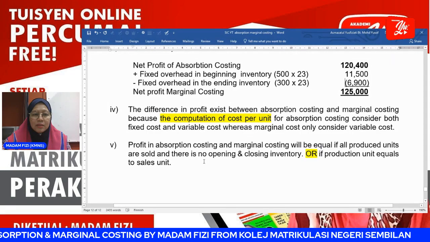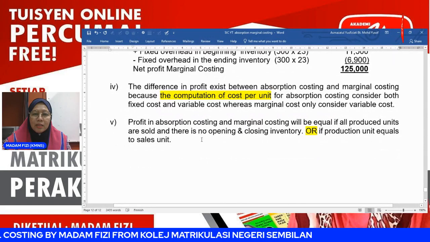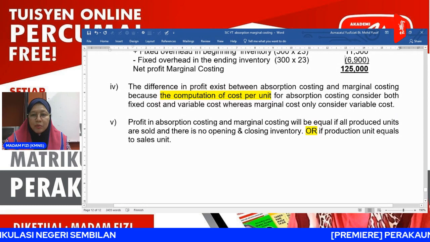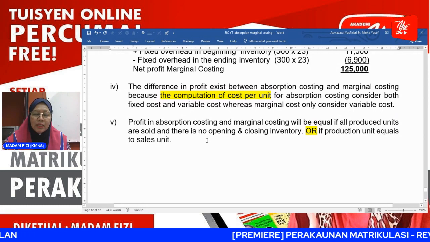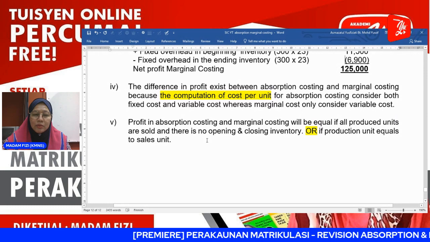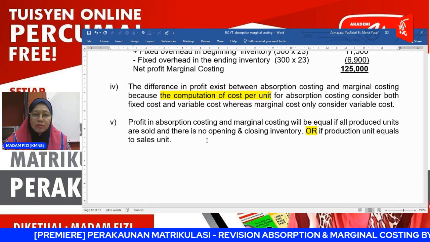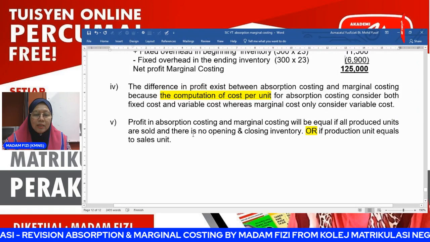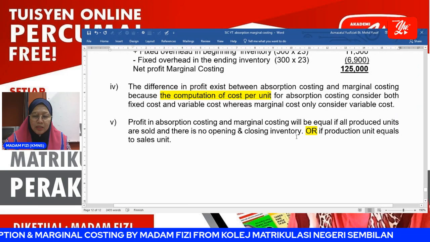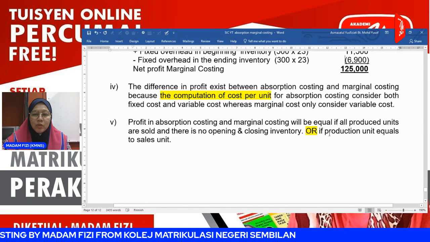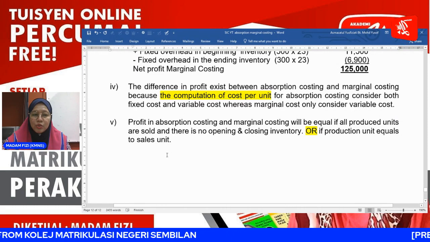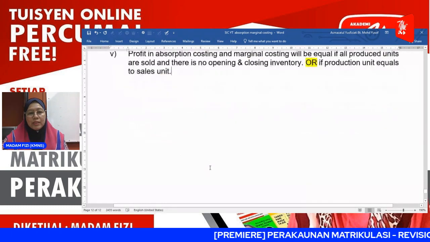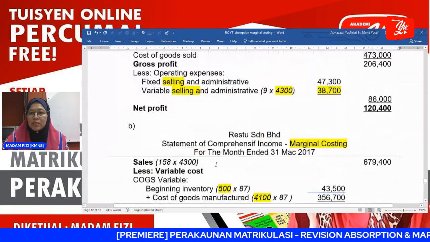Okay, and then for the last question, why the profit in absorption costing and marginal costing will be equal. Macam mana net profit absorption costing sama dengan net profit marginal costing? If all produced units are sold and there is no opening and closing inventory, ataupun if the production units equal the sales units. Okay, so I think itu saja question kita.